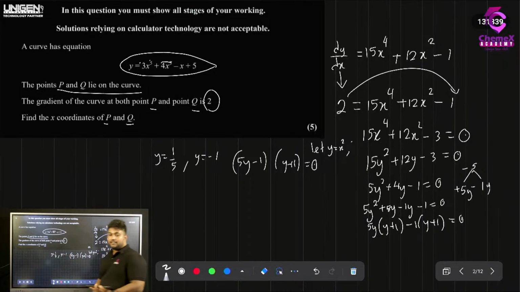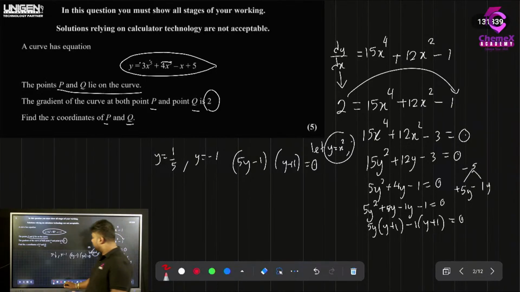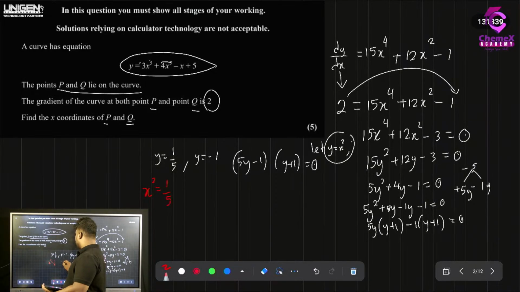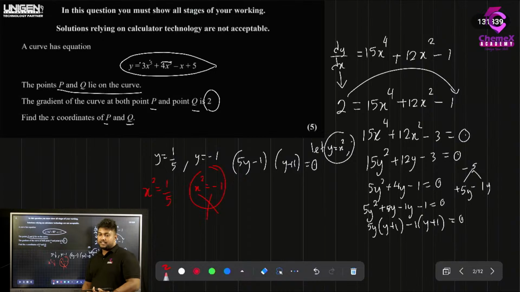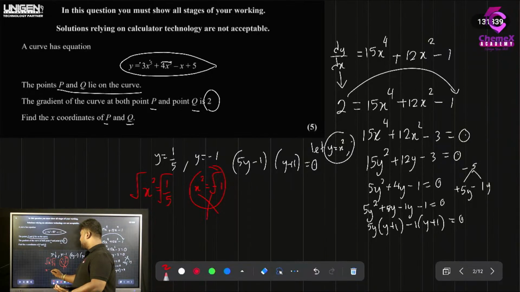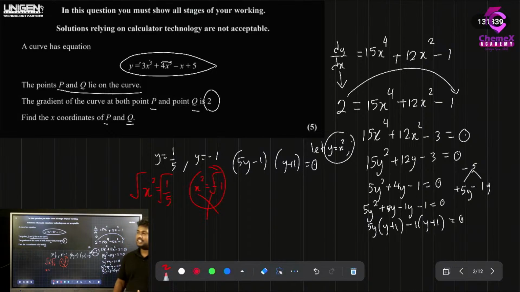But what did you take y as? You took y as x squared, right? So then what do you do? x squared is equal to 1 over 5. That's one equation. And x squared is equal to minus 1. Can you do this? Can or not? You can't solve it. Why? You know that if you root x squared, a root of a negative is not possible. In A level Edexcel, you don't have imaginary terms. So that part you can't solve.